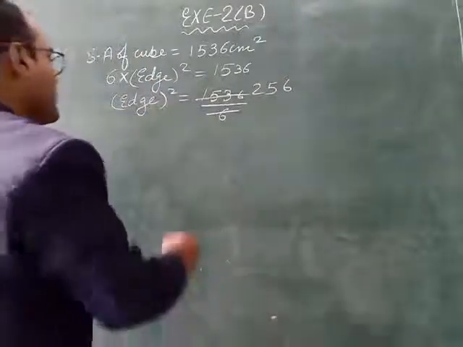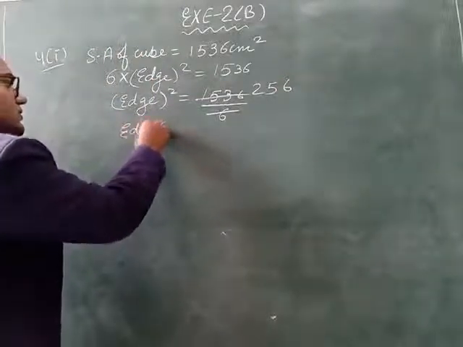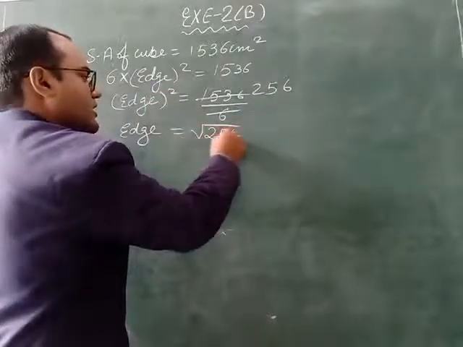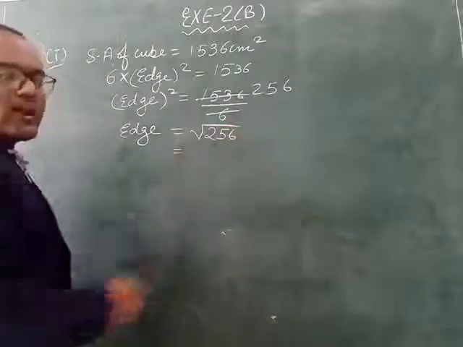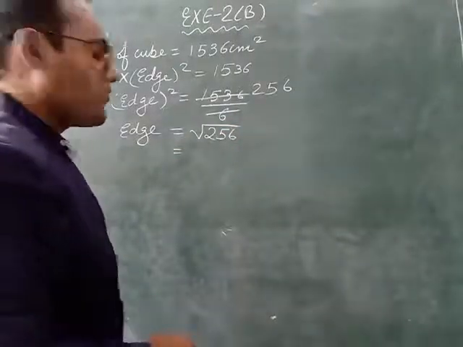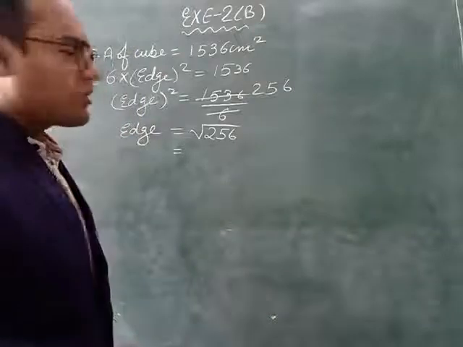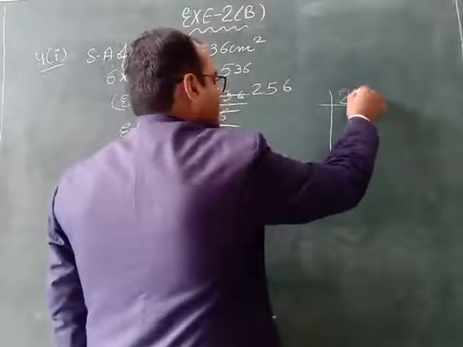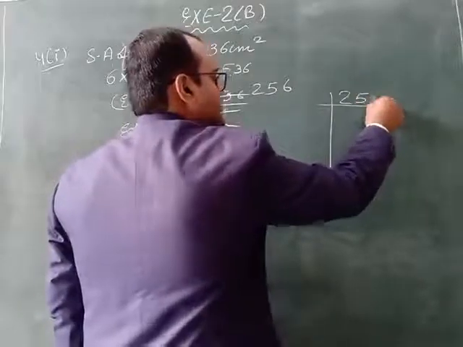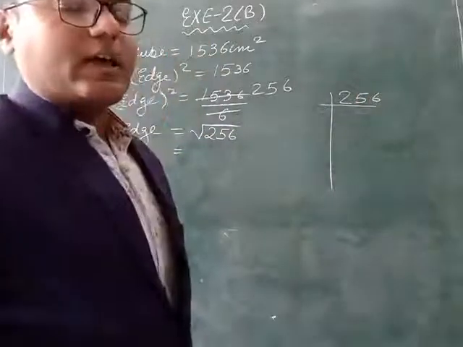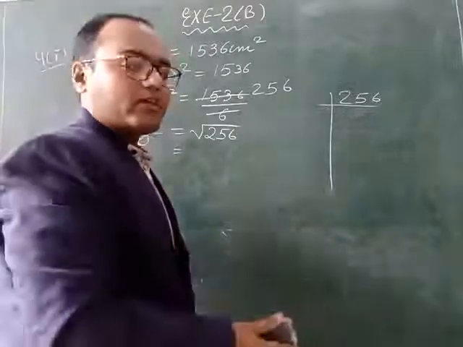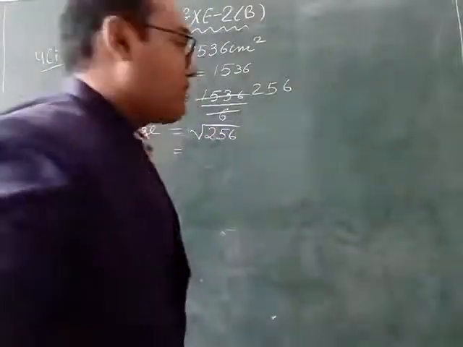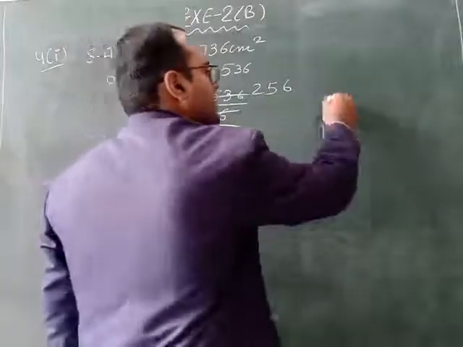256 we got. Now h square we will remove and we will take the square root of 256. Now we have to find the square root of 256. In order to find the square root you can use any method. Either you can use the prime factor method or the division method. If you use the division method then it will be easy for you. In the half yearly portion you had studied the division method.